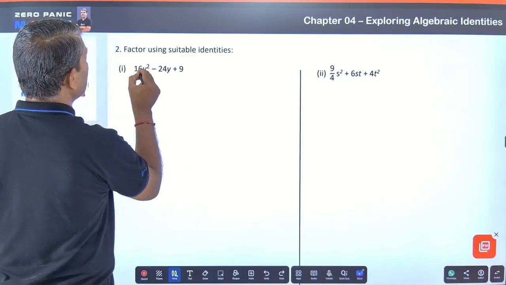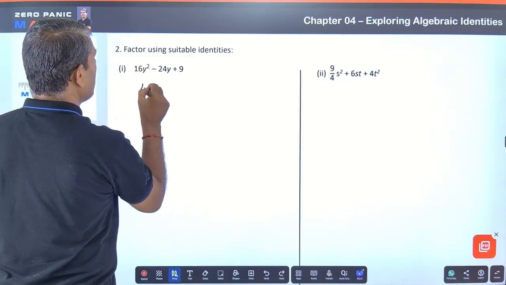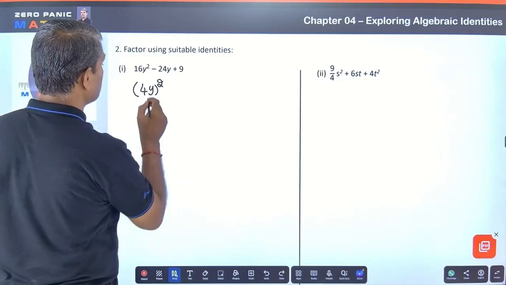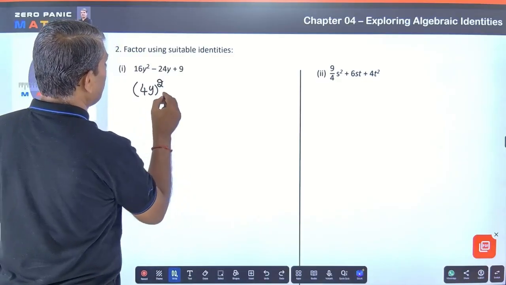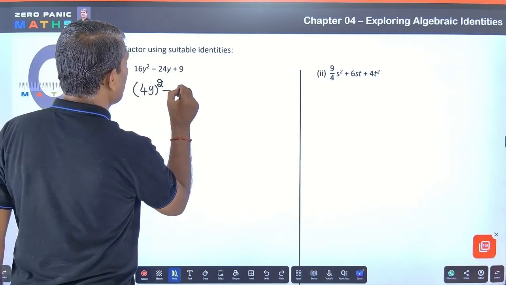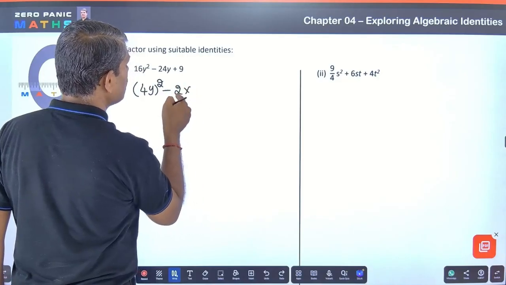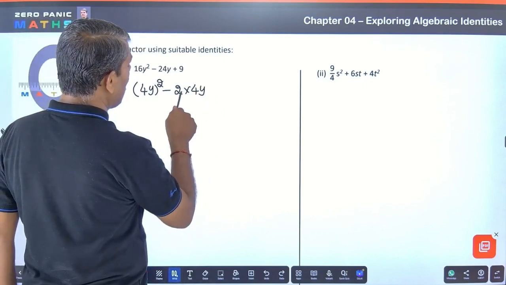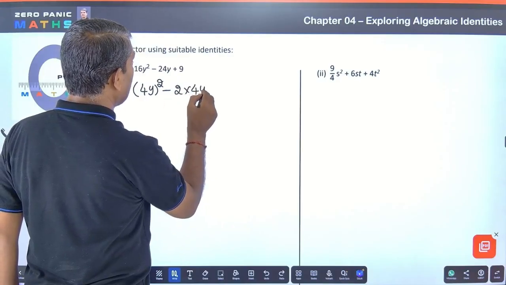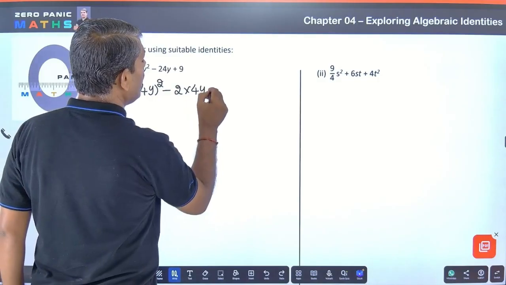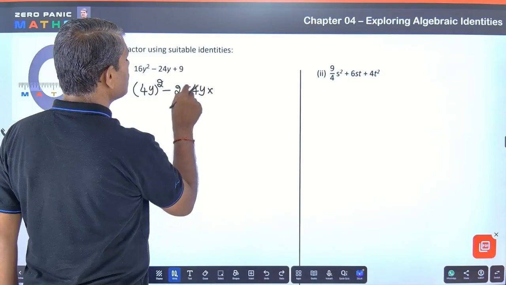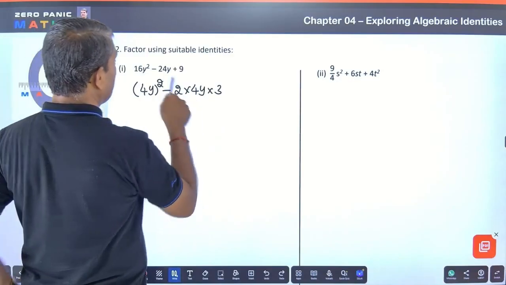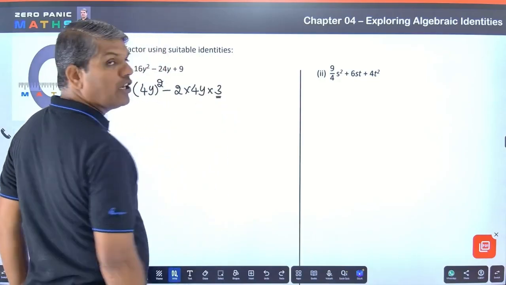Now let me write this 16y square as 4y whole square. You remember I have written such problems. We have already done such problems. So here a is 4y. When I got the value of 4y, I can write 2ab. So I have the 2 and a already, 4y. The middle term I am writing, and the middle term already I got is 2 into 4 is 8, 8y, but here it is 24y. So to make it 24y, what I require is 2 into 4 into 3, that is 24. I just need 3 to make it 24y. So I got the value of b as 3.